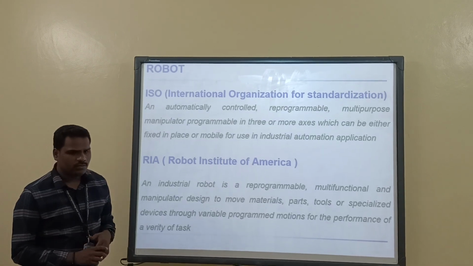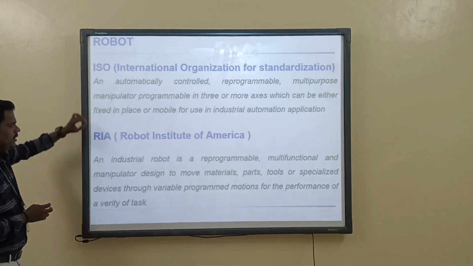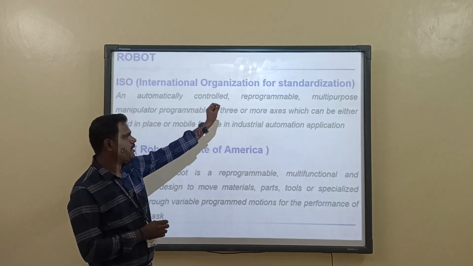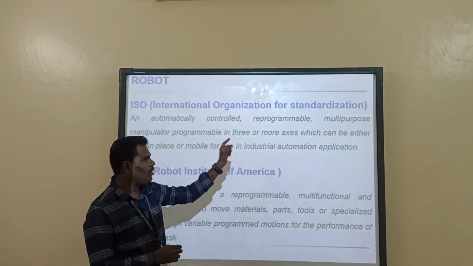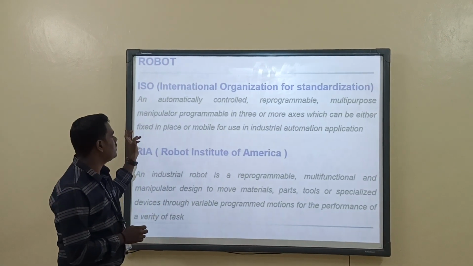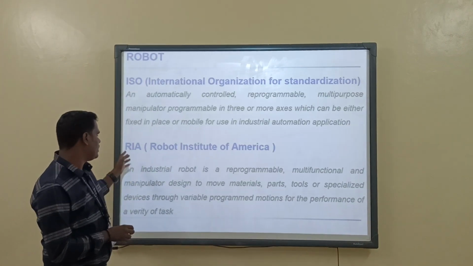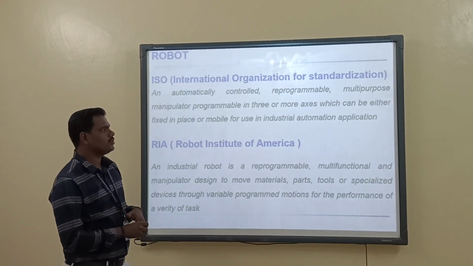Next, the definition of a robot as defined by ISO and RIA. ISO says it is an automatically controlled, reprogrammable, multifunctional manipulator, programmable in three or more axes, which can be either in a fixed or movable place. This is the definition by ISO, and similarly we will see the definition by RIA, the Robot Institute of America.